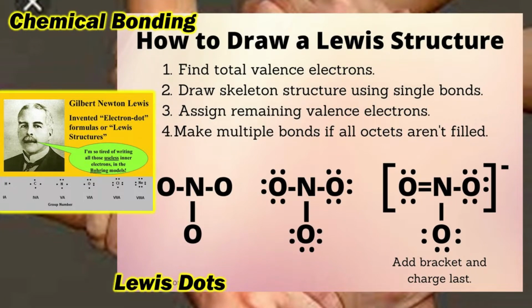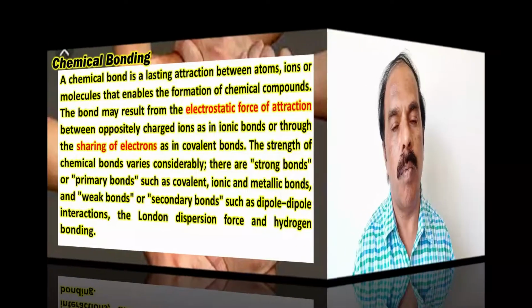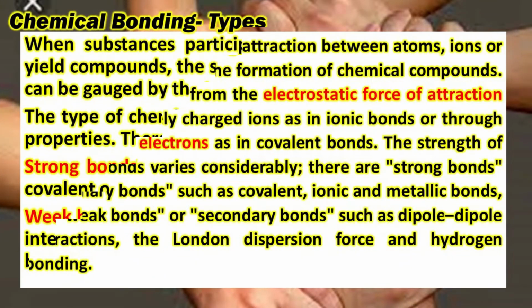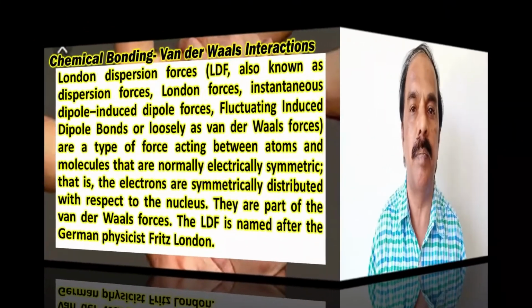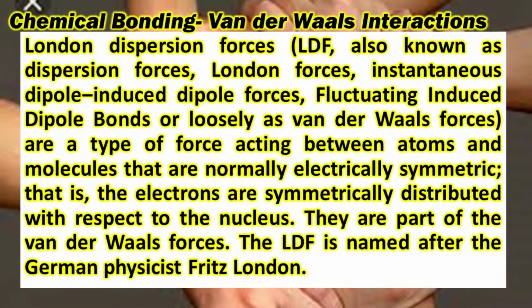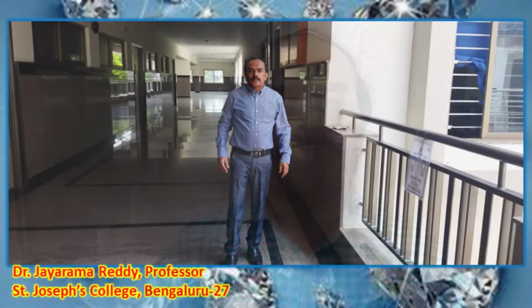Basically, there are two types of bonds. They are strong bonds and weak bonds. Under strong bonds, we have covalent bonds, ionic bonds and metallic bonds. Under weak bonds, we have hydrogen bonds and van der Waals interactions. Covalent bonds are formed by the electrostatic force of attraction between atoms by sharing of electrons.